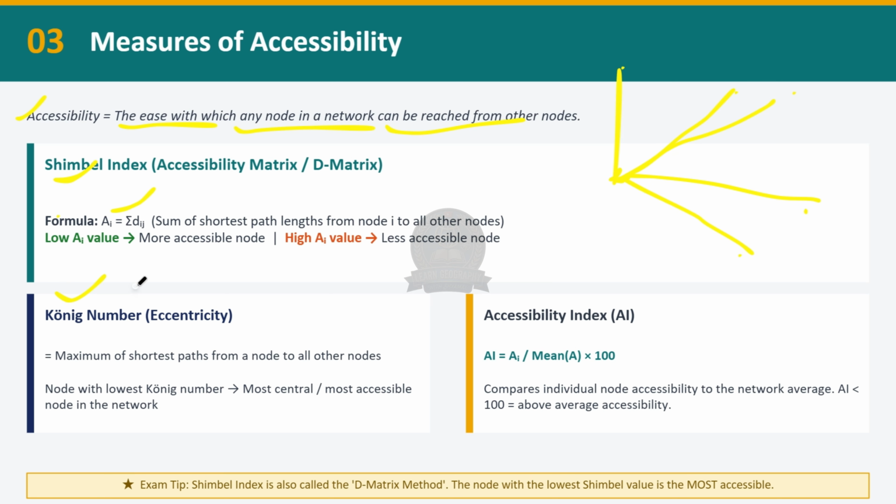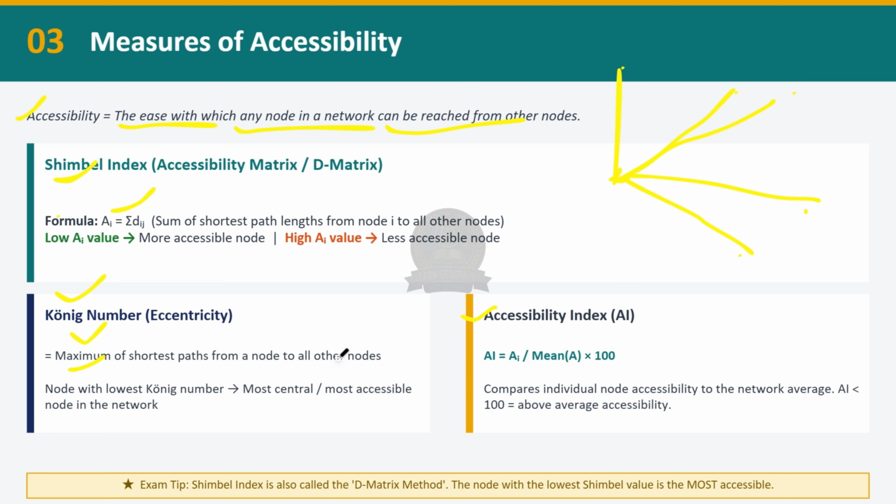Konig number, or eccentricity, is the maximum of the shortest paths from a node to all other nodes. The node with the lowest Konig number is the most central, most accessible node in the network. Accessibility index, AI, is equal to Ai divided by A mean, into 100. It compares individual node accessibility to the network average. If the accessibility index is less than 100, it means above average accessibility.